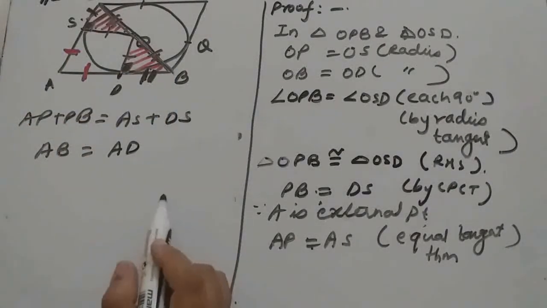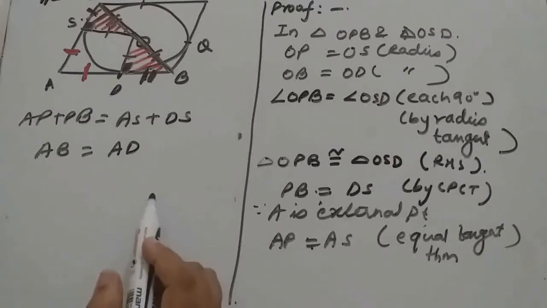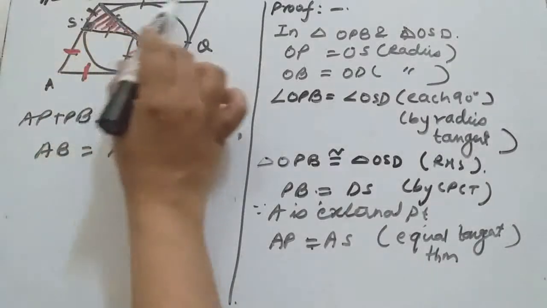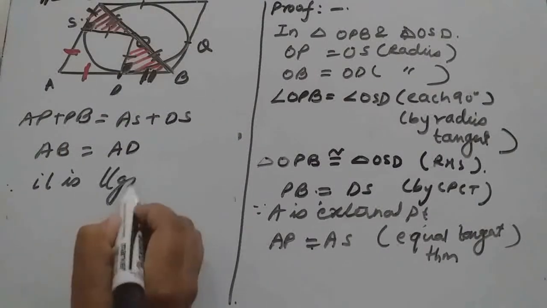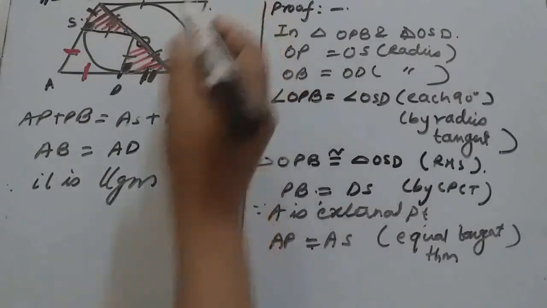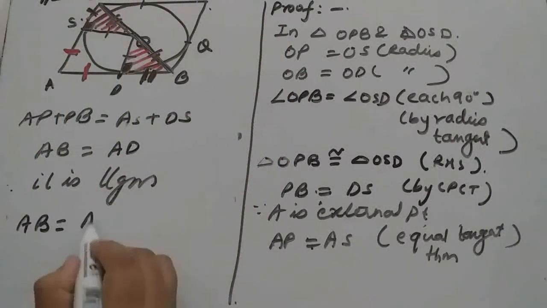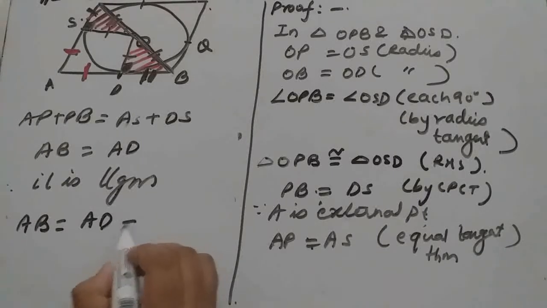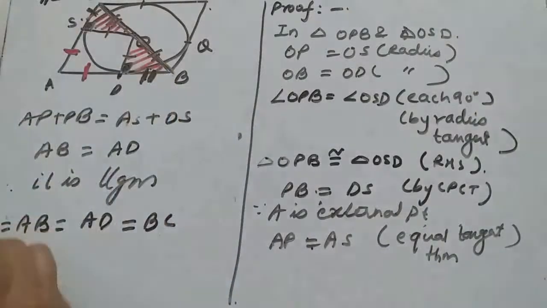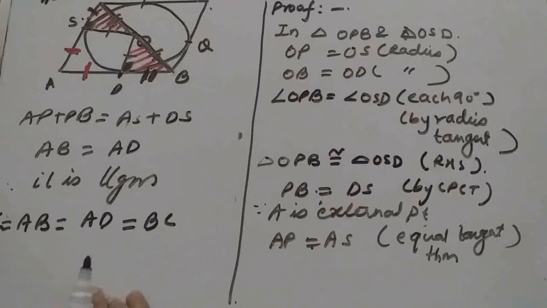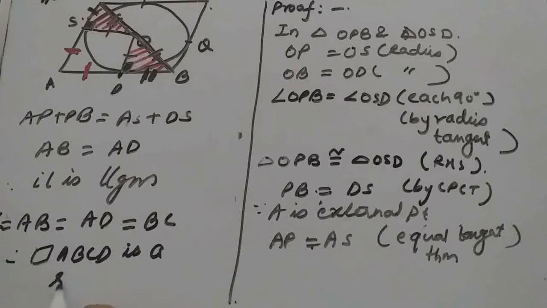But now since it is a parallelogram, it is given ABCD is a parallelogram, so AB is equal to DC. Since it is a parallelogram, AD is equal to BC, we can write. So AB equals AD we proved, but AD is equal to BC. And here AB equal to DC also we can write. So we proved that all the four sides are equal. So all the four sides are equal. That means quadrilateral ABCD is a rhombus.